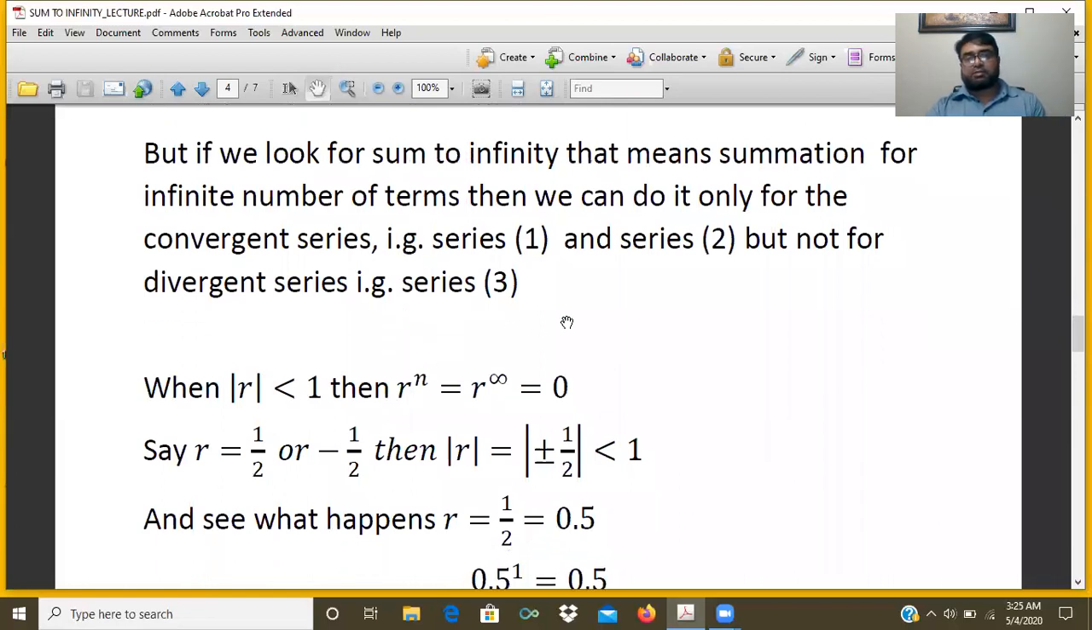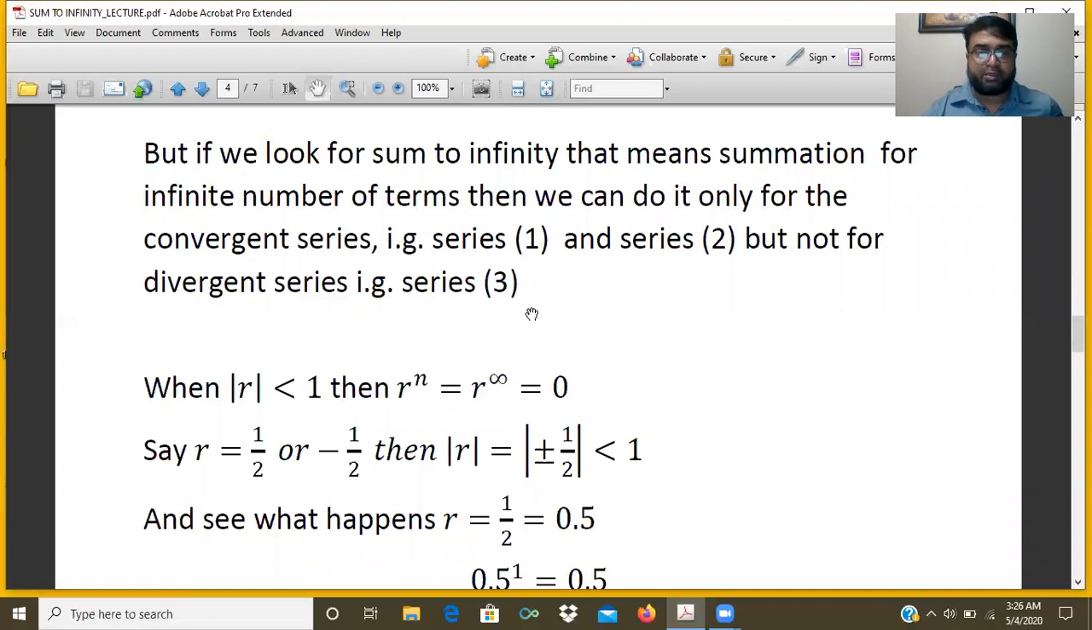But if we look for the sum to infinity, that means summation for an infinite number of terms, then we can do it only for the convergent series. I mean to say, for example 1 and example 2, we can find the sum to infinity for those series because those are convergent. But example 3 is not convergent, it's a divergent type series. So here we cannot get the summation for an infinite number of terms.